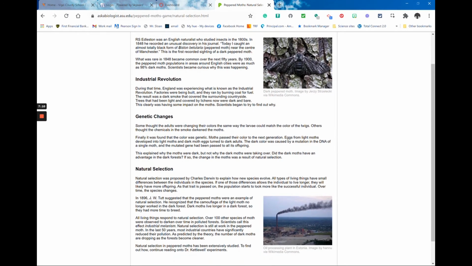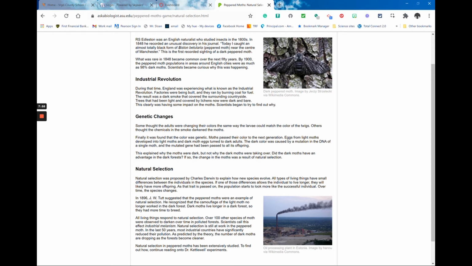What happened was this was in England, and there was a species of moth that was very light in color, and it blended in, it camouflaged perfectly with the trees in the area. But then the Industrial Revolution happened. During the Industrial Revolution, a lot of soot and smoke was put into the air in England, and a lot of that began to build up on the trees and the sides of buildings, and it turned black and sooty. So these light colored moths all of a sudden, instead of blending in and being camouflaged, would stand out against the darker background, and birds could easily see them and eat them.